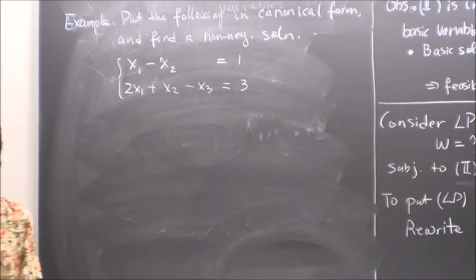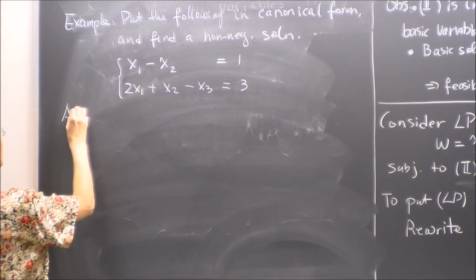Okay, we have these 2 constraints, 3 variables. We want to put it in canonical form and find a non-negative solution. Okay, is that all right, what we're trying to do? All right, so using the technique we have here.